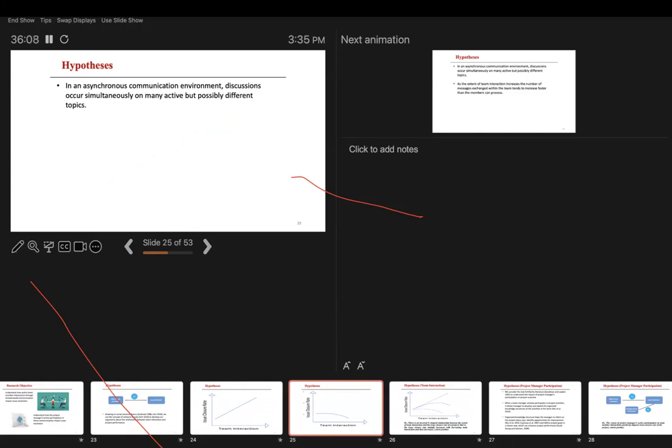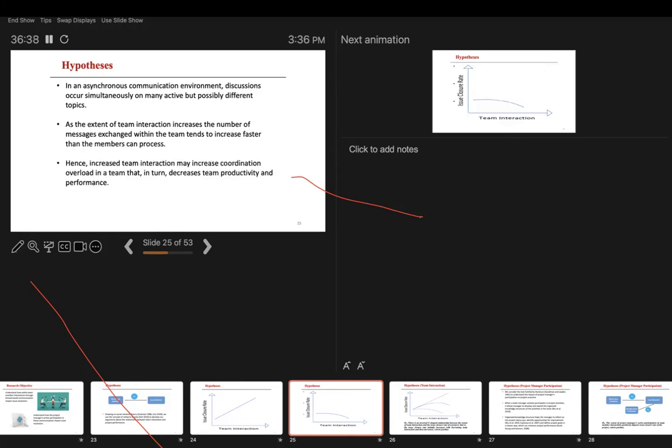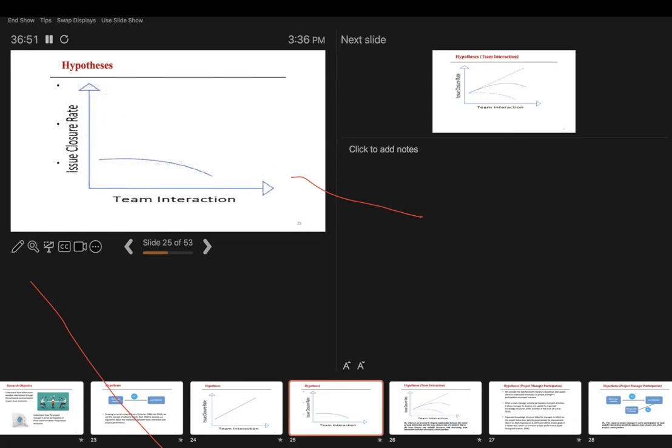And the alternative way of thinking of this is that when there's asynchronous communication and discussions are happening simultaneously, all these interactions are capturing something about the code, but could also be about different topics at the same time, right? Different people are talking about different things. So we are capturing this as edges, and that could increase the number of messages exchanged, making it more difficult for information processing on the part of the teams and the project manager and others. That would increase the coordination overload among people, which could decrease team productivity and performance. So we have the alternative thought that it can also go down as against just going up.